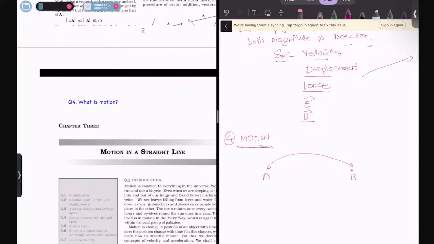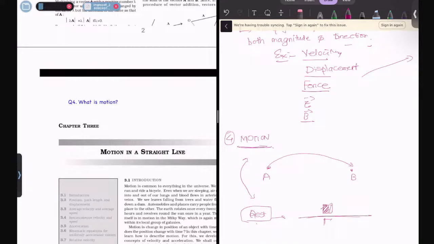So in the language of physics, what are you doing actually? You are doing a motion. You are moving from one place to another. That is what is motion. Okay. So motion and opposite of motion will be rest. Rest means when you are not moving, when you are simply sitting. That is rest.